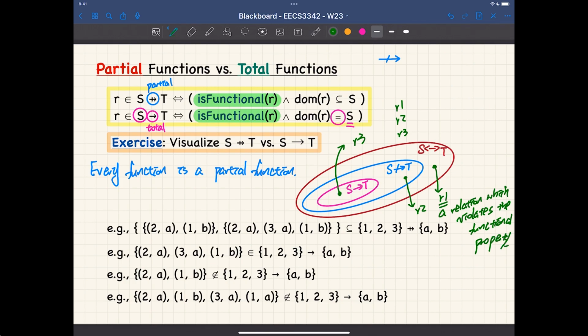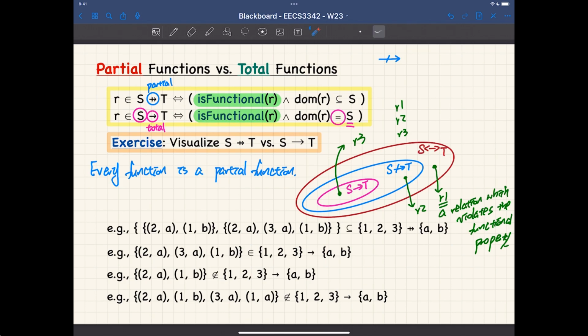Right? It's purely a relation. I'm talking about just this part over here. Let me be precise. I'm only talking about just this part over here. So R1 is one of them. It's a relation, but it's no way a function because it violates the functional property. What about R2? It is a function, but it's not total.